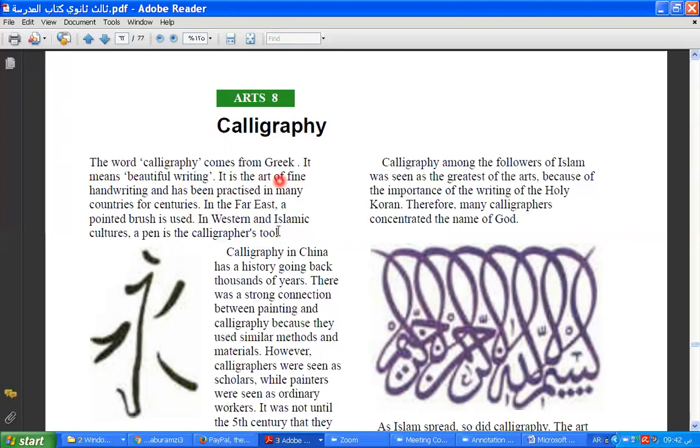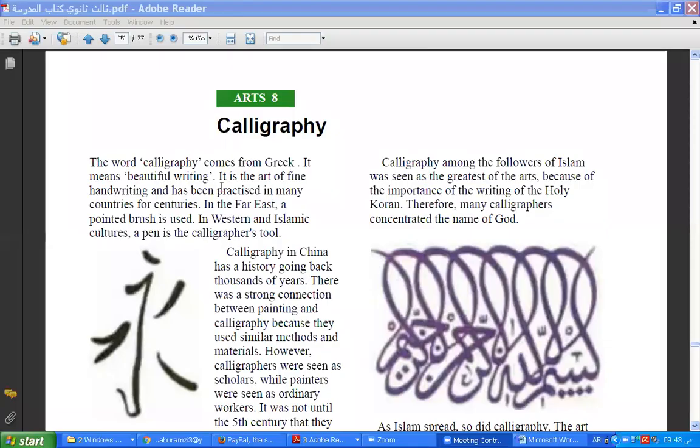So this was like an introduction. The word calligraphy is not originally English, right? It's Greek. It's a Greek word and it means beautiful writing, because calligraphy is a kind of handwriting. So it's different from typing using a laptop or computer or something like that.